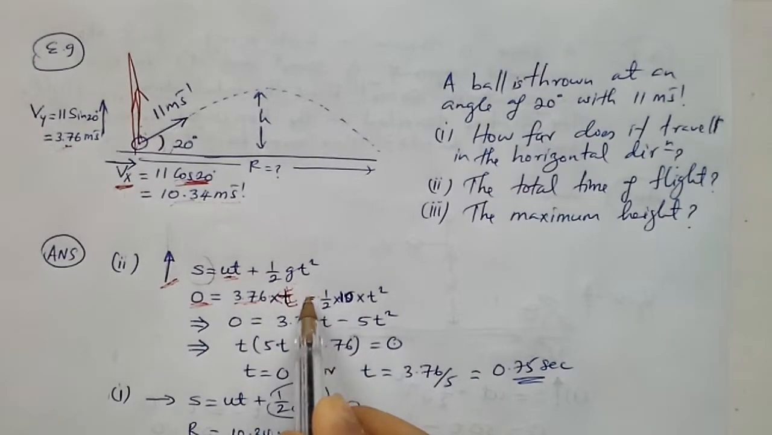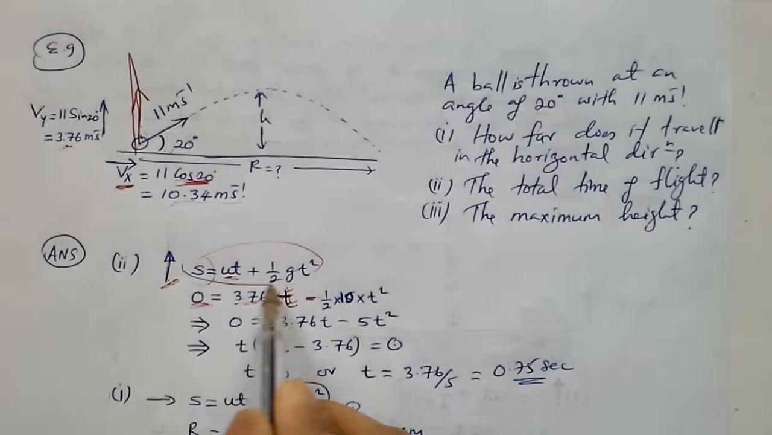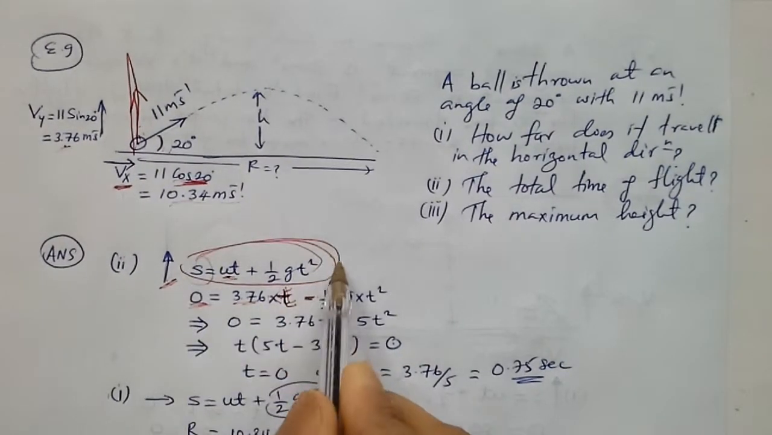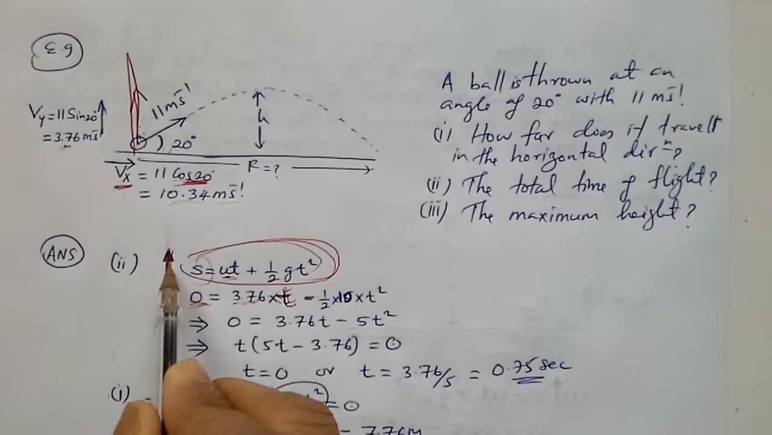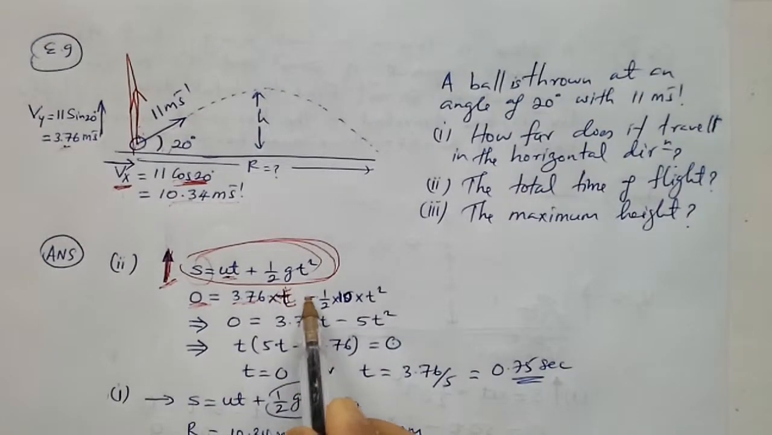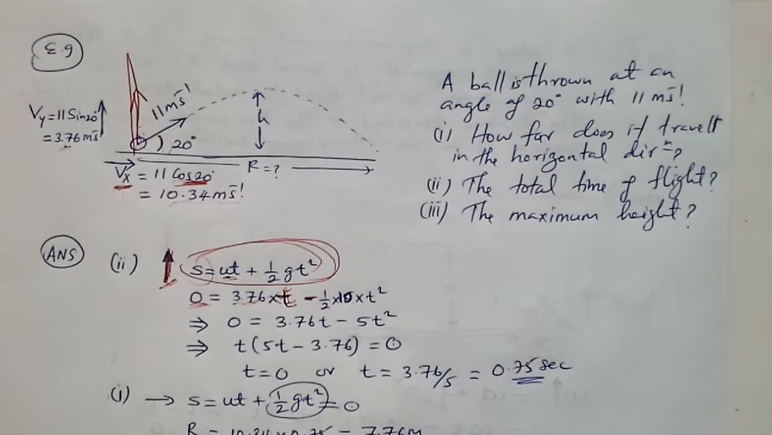Minus. Why the minus sign here? Because I told you these equations are vector equations, so you need to specify the direction. Here the direction is upward. We are applying the equation upward, but gravity is downward, so I put a minus sign here: half of 10 into t squared. If you simplify this, you will find two answers for t. One is t equal to 0, the other is t equal to 0.75.